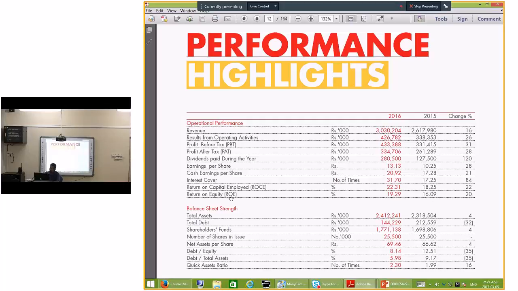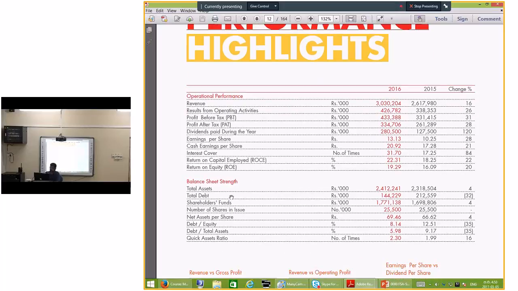Now this type of highlights and information are very important for our stakeholders, not only investors but prospective investors, creditors, management, banks and financial institutions, and government agencies. They are always concerned about these details.